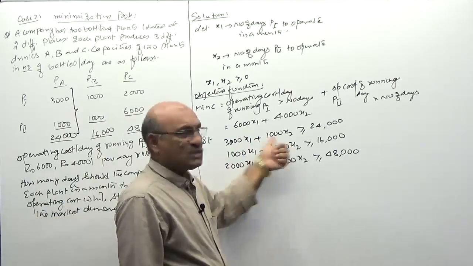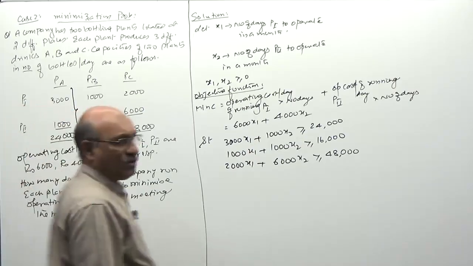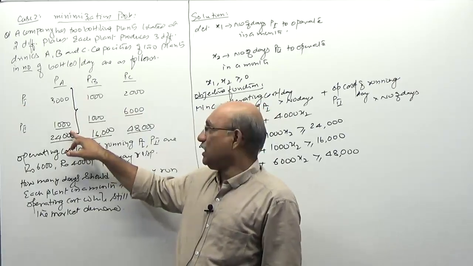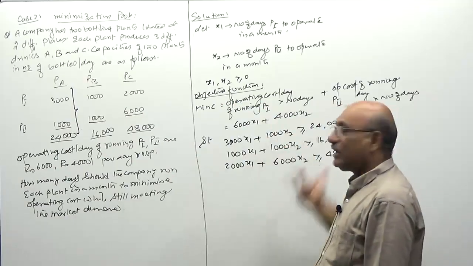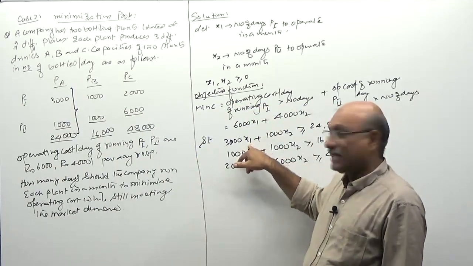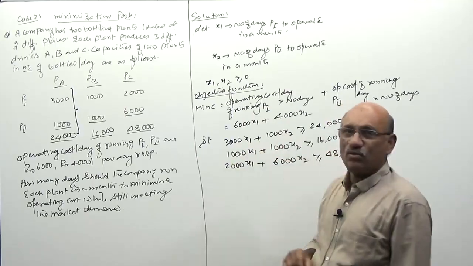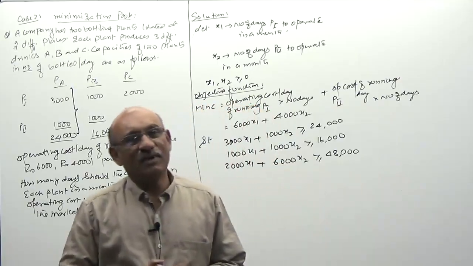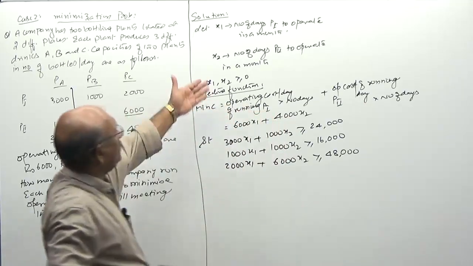What does this 1000 stand for? 1000 is nothing but the number of bottles of product A plant 2 is producing. This production capacity per day when multiplied with the number of days, day cancels, leaving the number of bottles. So for operating x1 days of plant 1, this many bottles can be produced. Similarly, for this you have to take the interpretation. So total production is 24,000. That is the minimum requirement that we have to satisfy. Clear, sir?